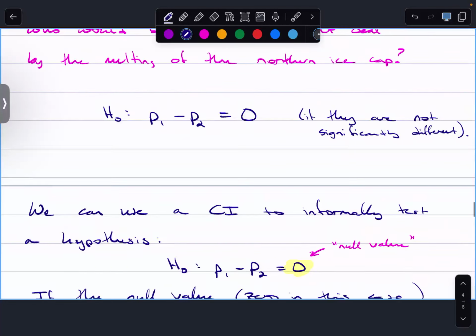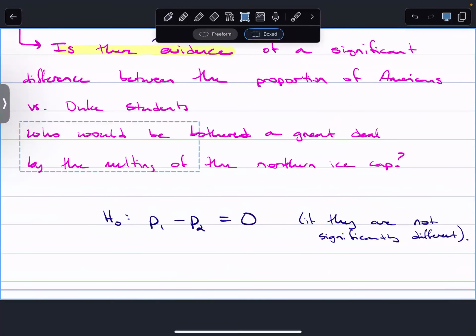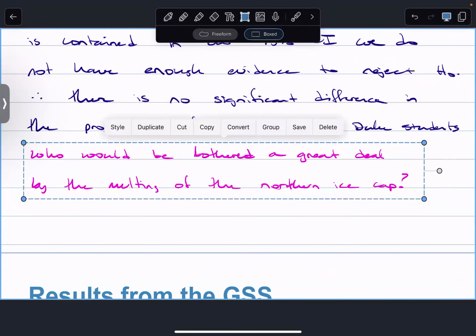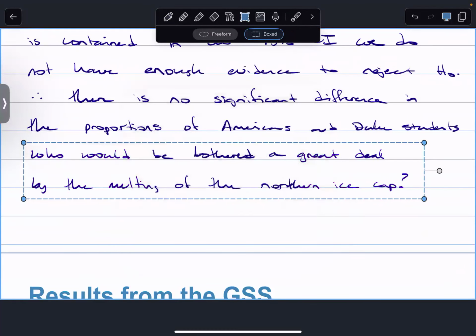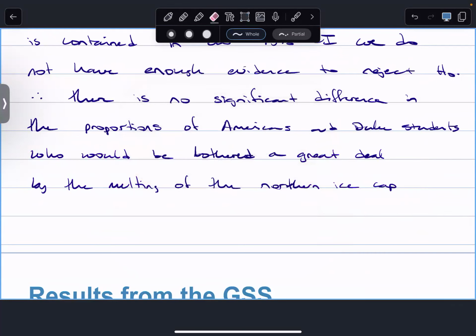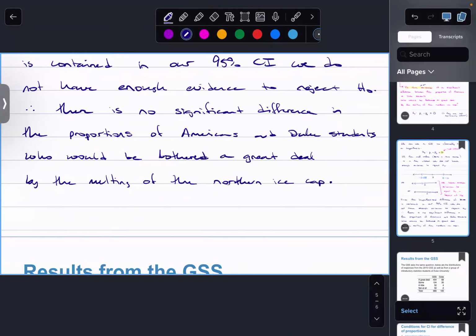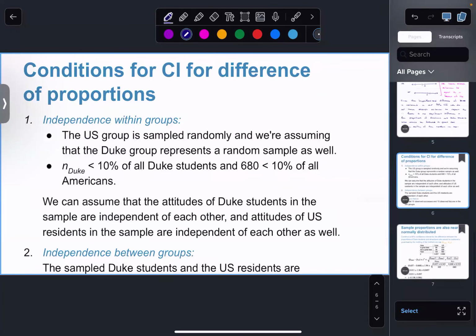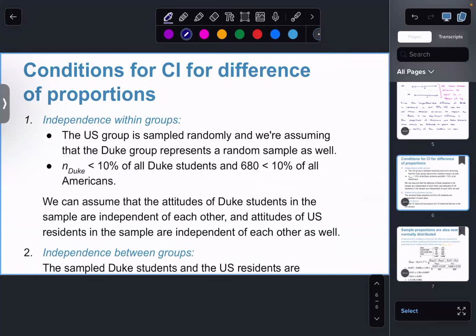Then I'm gonna steal this. Copy. Paste. Make it blue. And instead of a question mark, period. Okay. Now let me see if we can't see that. Delete that. Okay.